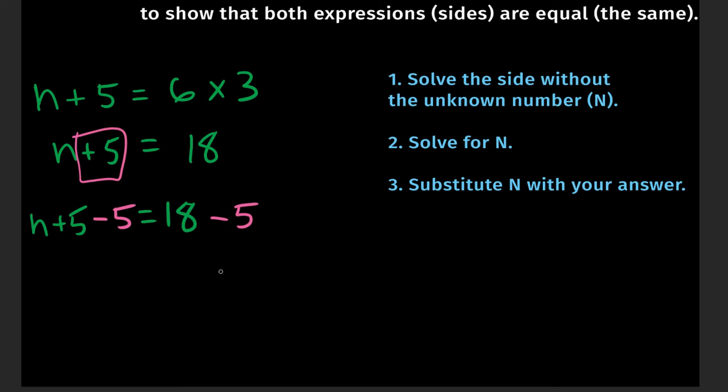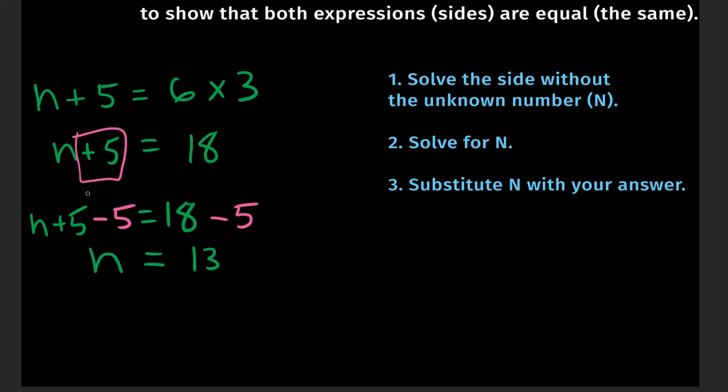All right, so now I can solve this. 18 minus 5 equals what? 13, right? Bring down the equal sign. Now this becomes n plus 5 minus 5. So plus 5, then minus 5. If I gave you $5 and I took away $5 from you, how many dollars do you have? 0, right? You'll have nothing. So instead of writing 0 for plus 5 minus 5, I'll just write n.